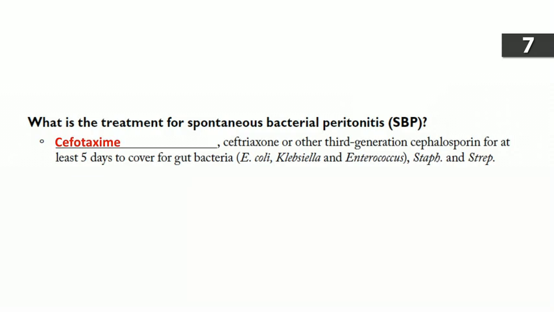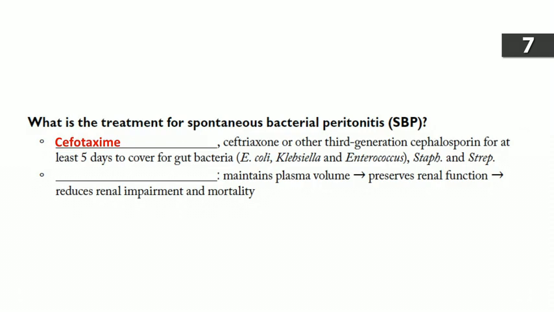The first blank is cefotaxime. So you're going to give cefotaxime or ceftriaxone or another third-generation cephalosporin for at least 5 days to cover for enteric bacteria and also staph and strep. The next bullet is albumin. So IV albumin will help maintain the plasma volume and preserve renal function and reduce renal impairment and mortality. So that's also important in the treatment of spontaneous bacterial peritonitis.